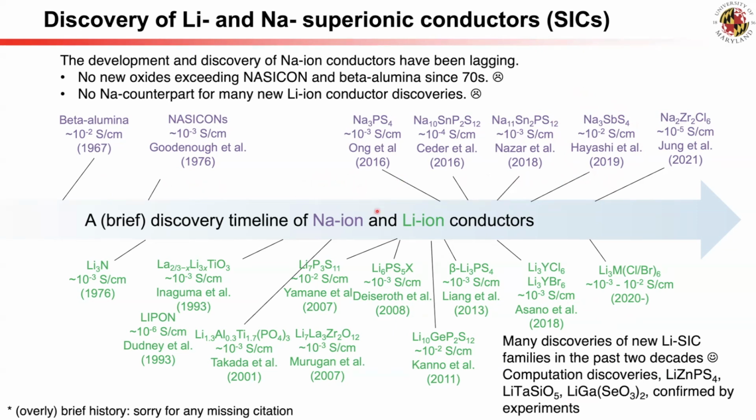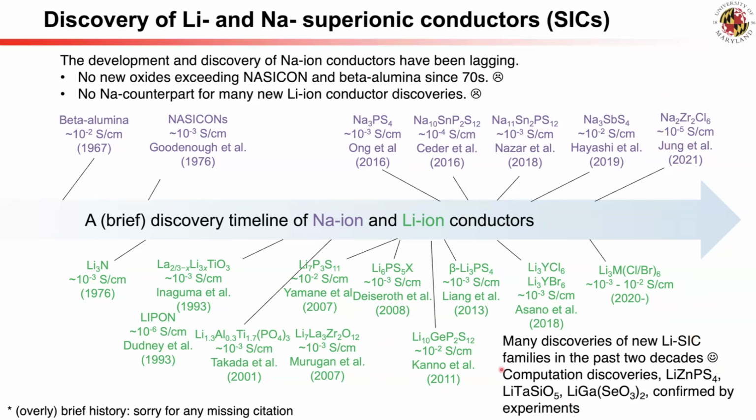Mostly, we don't see any sodium conductor, maybe except for this one, with higher ionic conductivity than NASICON and beta alumina. Also, if you look at all these great lithium conductors, people try to develop sodium counterparts of these materials, but they don't perform as well, such as the sodium version of the LGPS. And for some of them, such as garnet and argyrodite, they don't exist. For the halide lithium conductors, the sodium counterparts also show much lower conductivity.